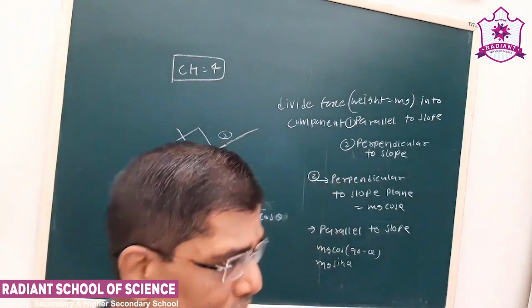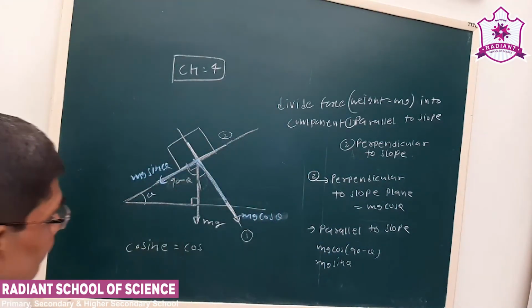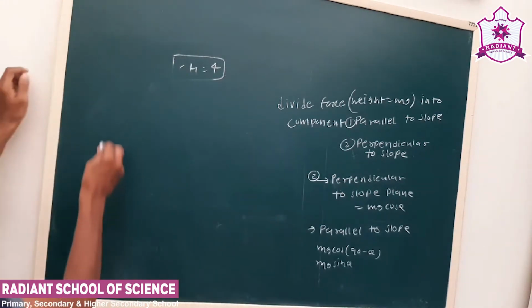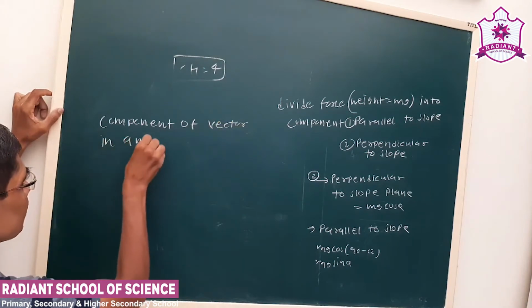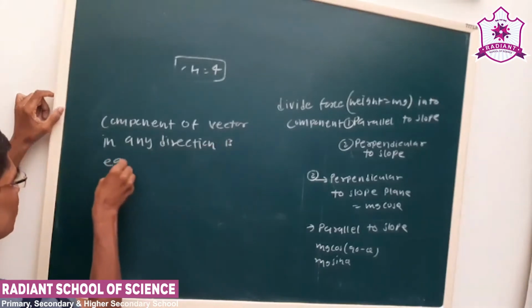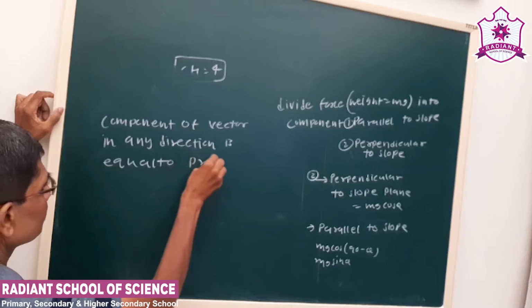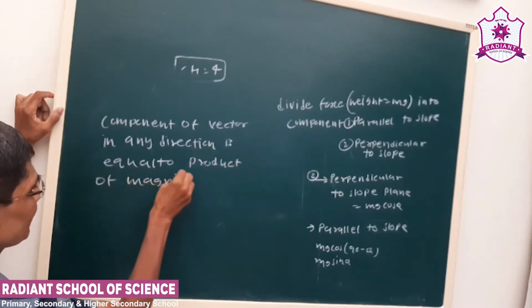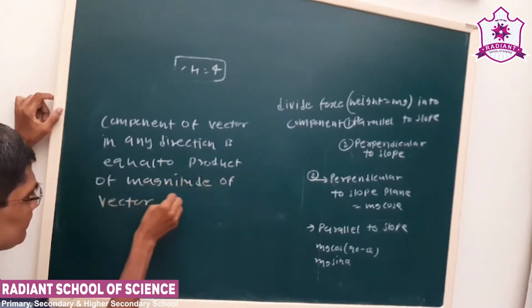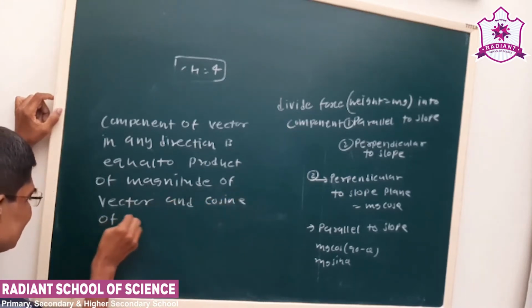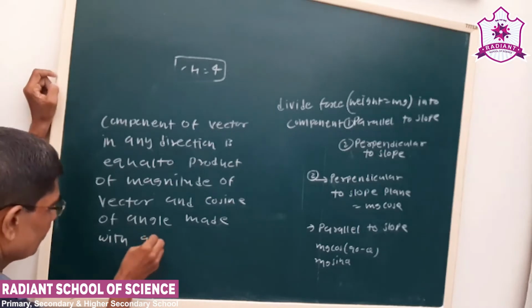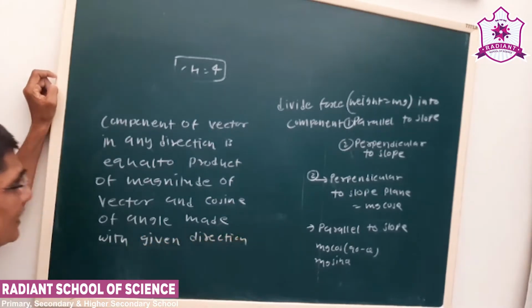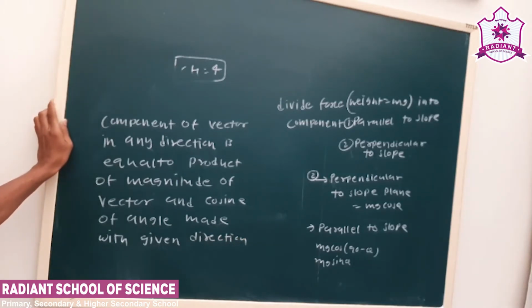Now I think it is very easy for you. So you remember the definition, and you should have it clear in mind that the component of a vector in any direction is equal to the product of the magnitude of the vector and the cosine of the angle made with the given direction.